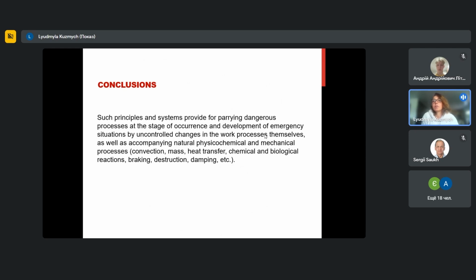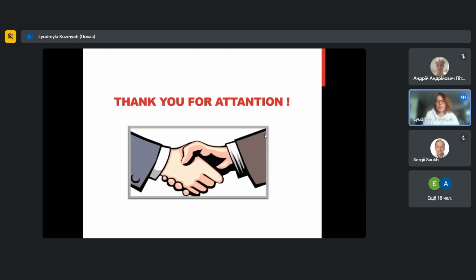preventing dangerous processes at the stage of occurrence and development of emergency situations by uncontrolled changes in the work processes themselves, as well as accompanying natural, physical, chemical, and mechanical processes such as convection, mass and heat transfers, chemical and biological reactions, breaking, destruction, damping, etc. Thank you for your attention.